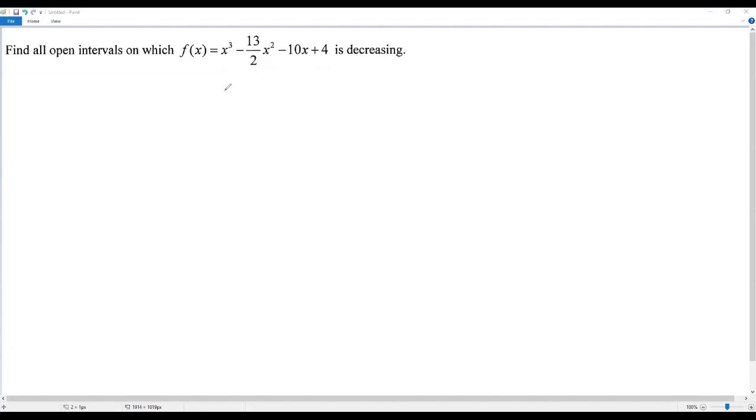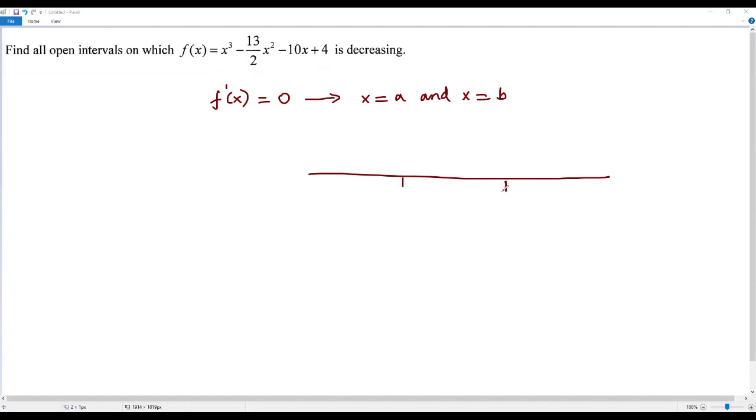Now I have to find the first derivative of the given function, and then equate the first derivative to 0. For example, when I equate the first derivative to 0, I get two values for x. Just as an example, say x equals a and x equals b. Now I have to mark these two values on the number line. Say a is less than b, then a comes first and b comes next. The left extreme is negative infinity and the right extreme is positive infinity.